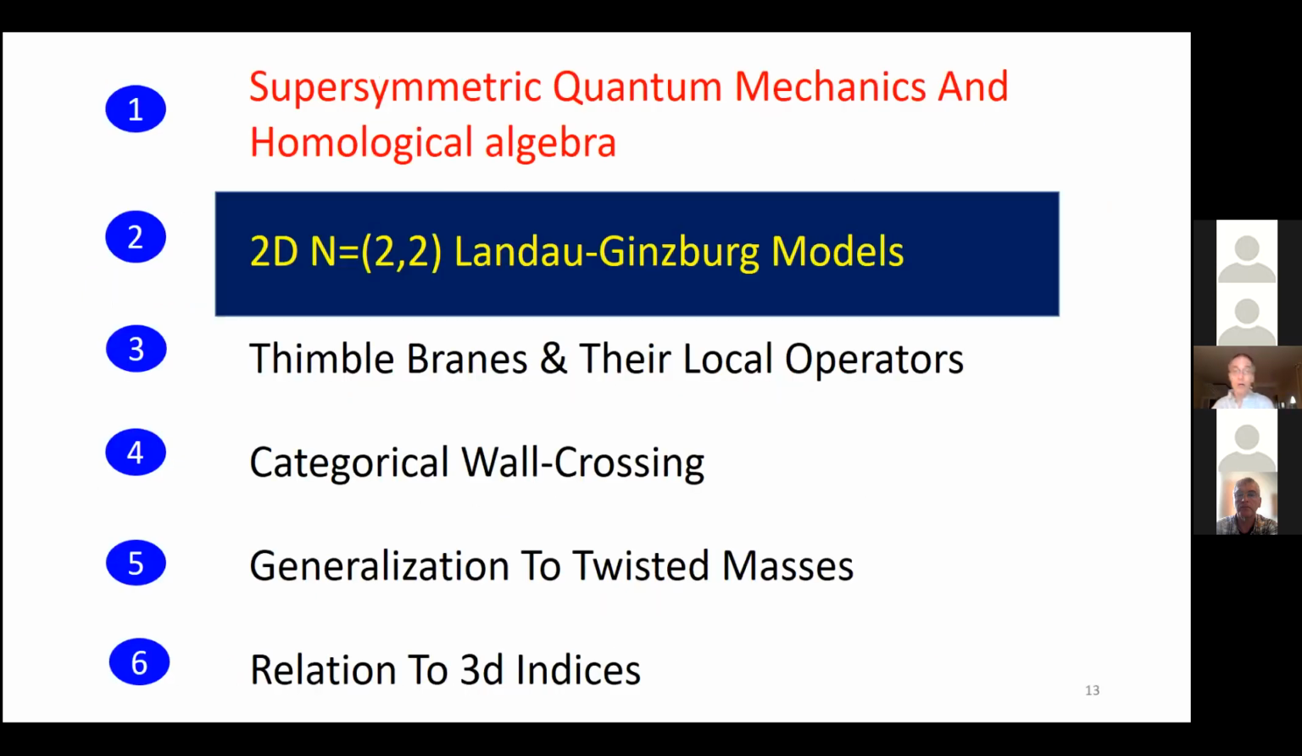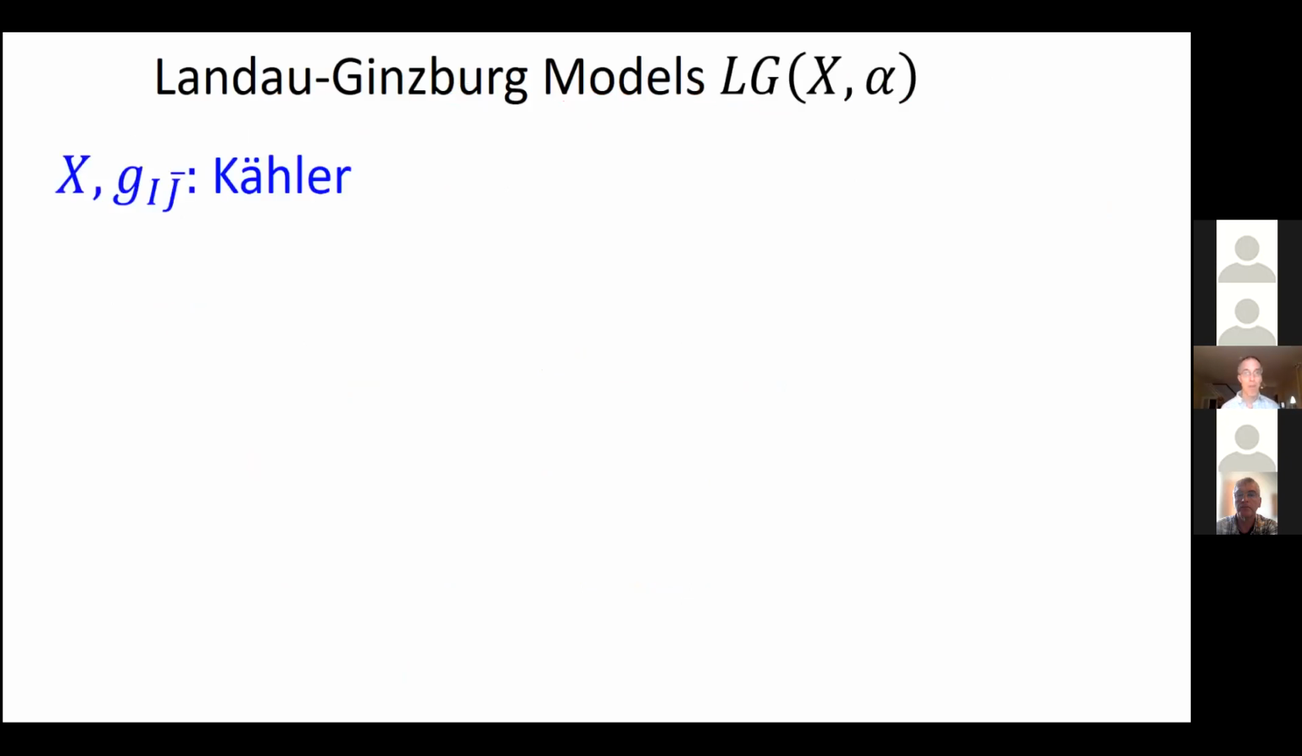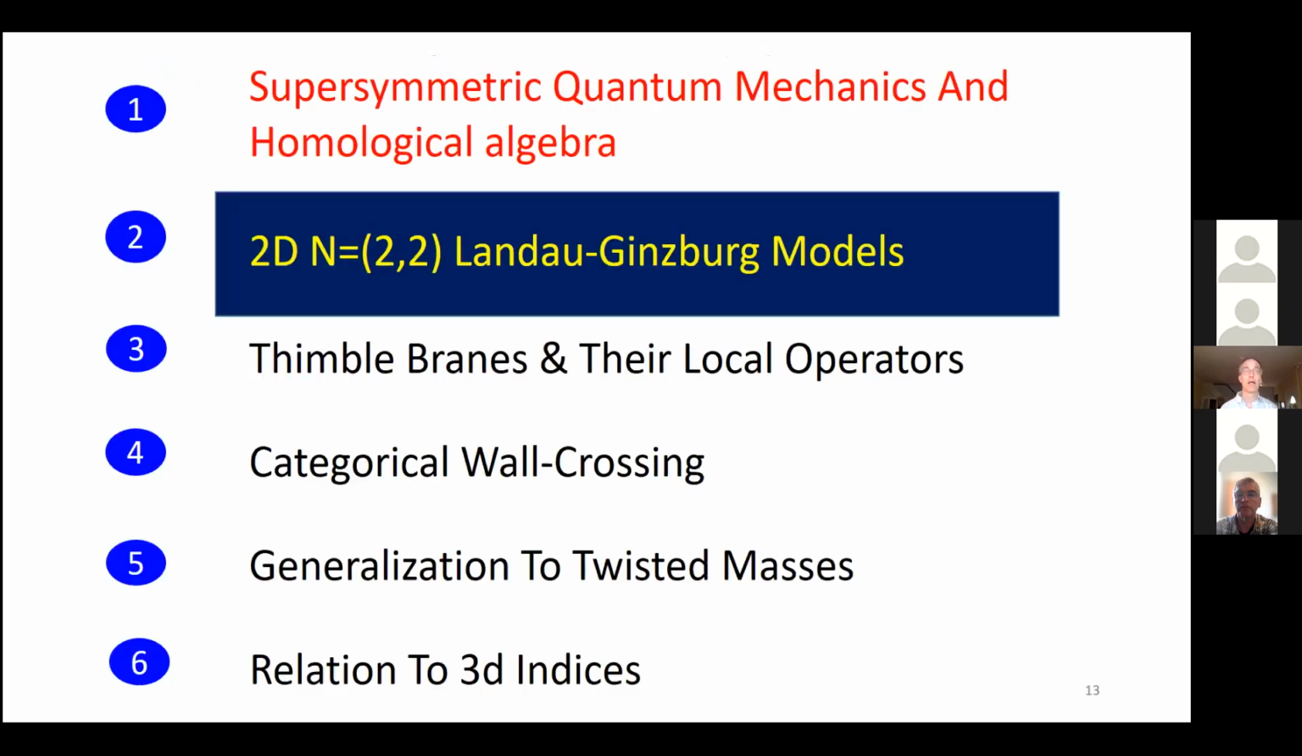Okay, so now let's apply these ideas, at least notionally, to the 1 plus 1 dimensional quantum field theory known as 2, 2 Landau-Ginzburg models. So to define a Landau-Ginzburg model, we choose a Kähler manifold X. Actually, I should stop and ask, are there any further questions?